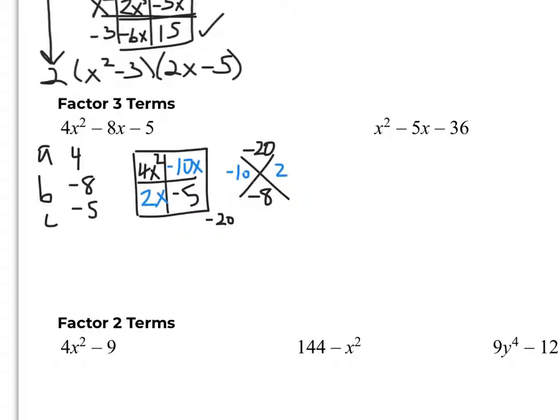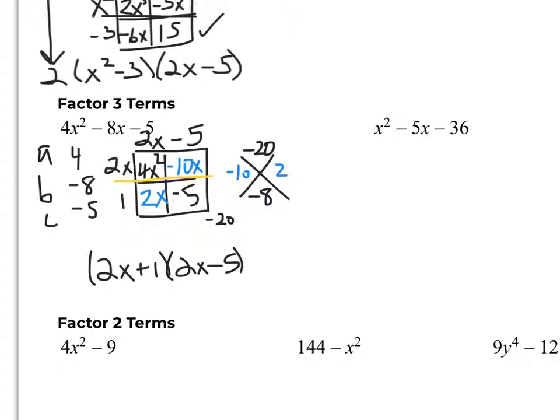Remember, it doesn't matter where I put those. GCF of my first row, that would be 2x. What times 2x is 4x squared? 2x. What times 2x is negative 10x? Negative 5. What times 2x is 2x? 1. So this factors to 2x plus 1 times 2x minus 5.